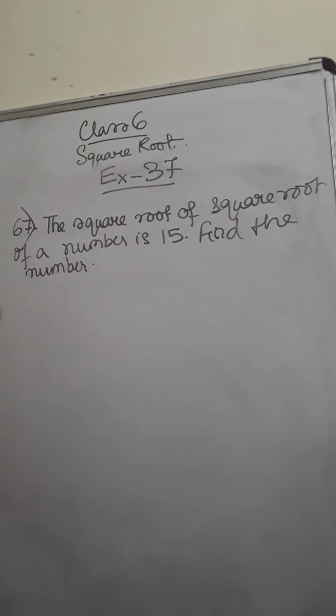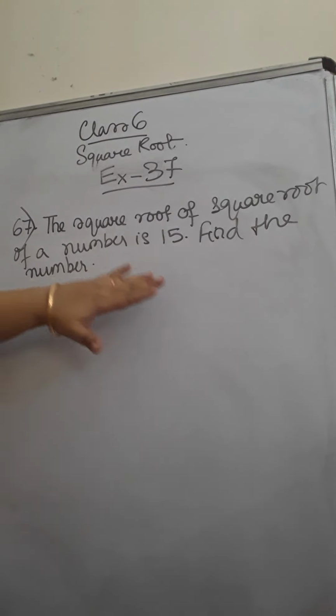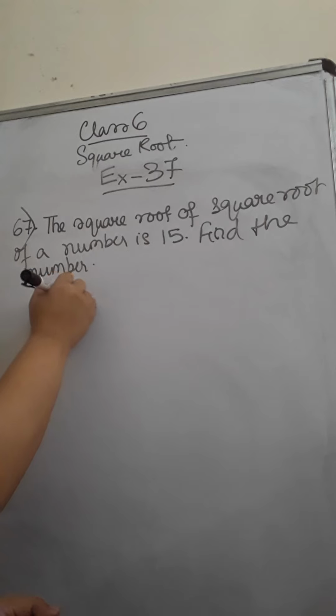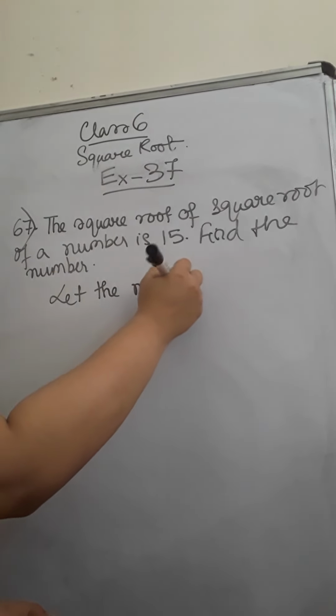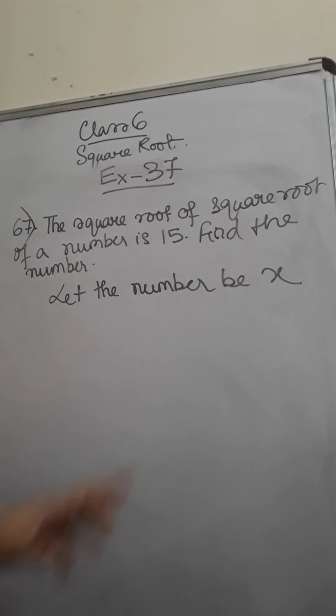Question number 67. The square root of a number is 15. Find the number. So there is a number given. Let the number be x. The unknown number is x. We don't know the number. We have to find that number.